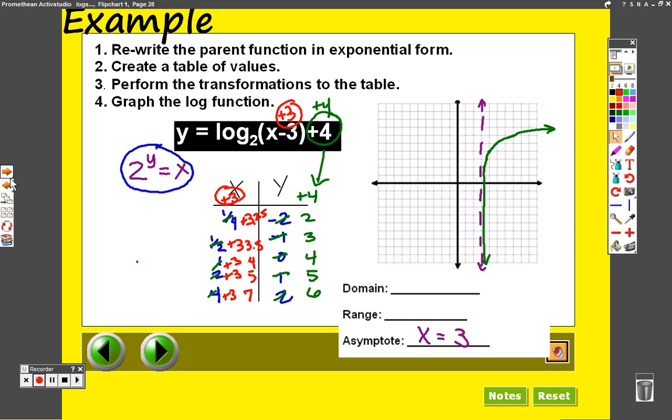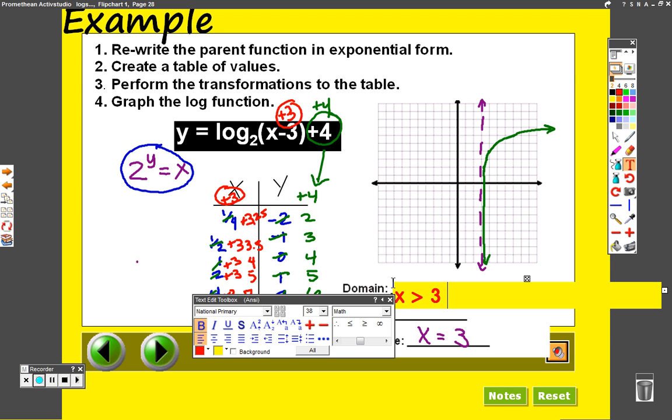Alright, so your table value should look something like this. We have 3.25, 3.5, 4, 5, and 7. Now, I did this a little differently last year, but I just have plus 3, so I added 3 to all the x's. Notice it was x minus 3. We had to do the opposite, so we added 3 to the x's. Plus 4 to the y's, we're going up 4. We add 4 to all our y values. And notice our asymptote shifted 3 places to the right. So our asymptote is now at x equals 3. The domain is all x's greater than 3, and our range is all real numbers.